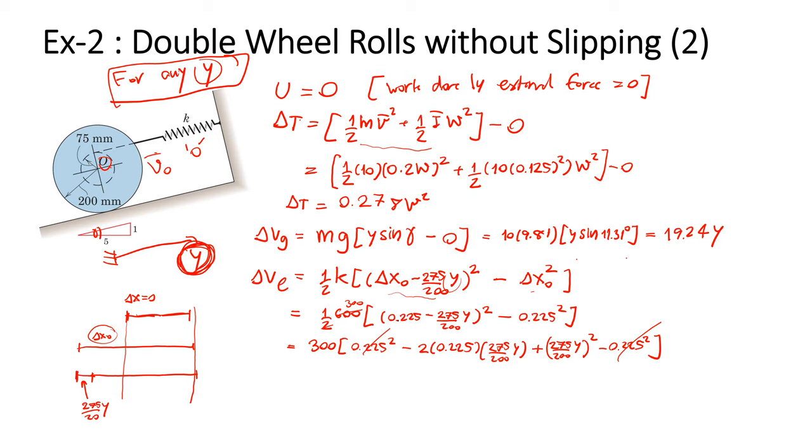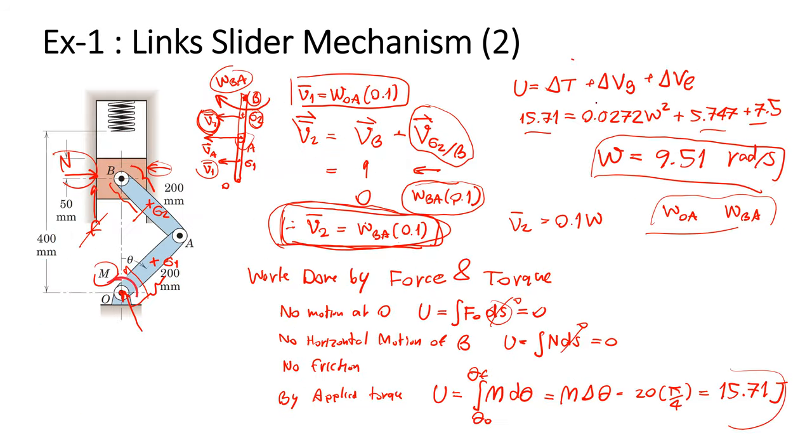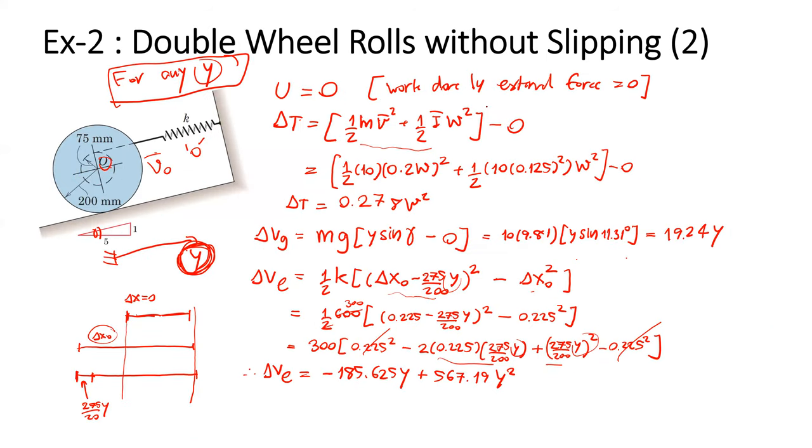So we compose the delta V elastic by a polynomial of order two, with the coefficient minus 185.625 y and y squared. And yes, the equation, the work-energy relationship, the last step we need to do.